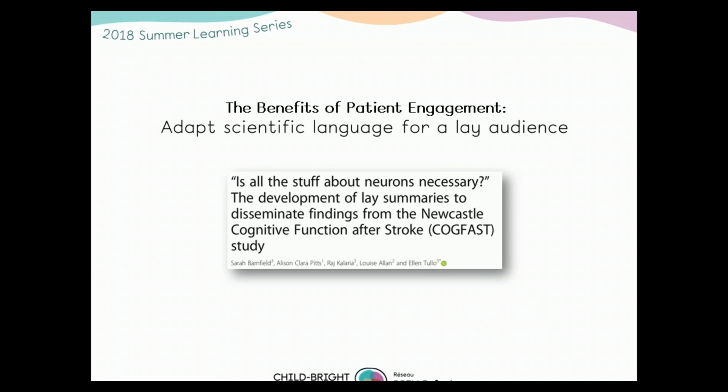Just for some context, the Newcastle Cognitive Function After Stroke Study, or COGFAST for short, was a 4-year project investigating why there was an increased risk of developing post-stroke dementia in patients. The particular project that we are considering here wanted to improve the knowledge translation efforts of their study findings by collaborating with a group of patient partners to produce lay summaries of some of the work that this group had done.